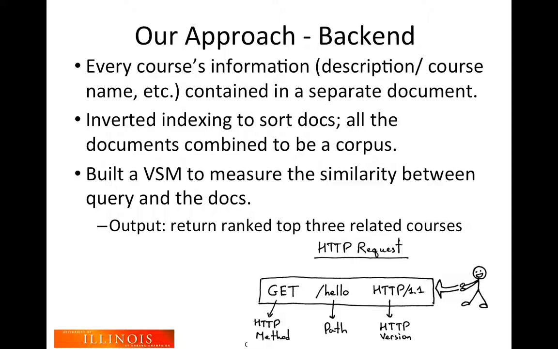Now, for the backend, we have every course's information, such as description, course name, etc., contained in a separate document. And then we do the inverted indexing to sort documents. All the documents will be combined to be a corpus. Lastly, we built a VSM, which is the vector space model, to measure the similarity between query and the documents. So the output is that we will return the top 3 ranked related courses.